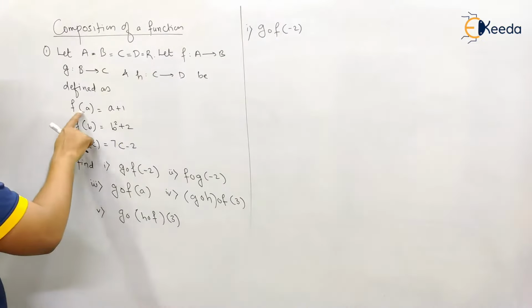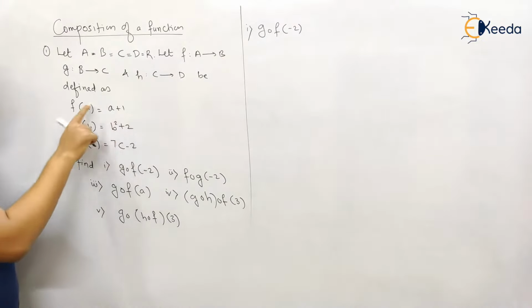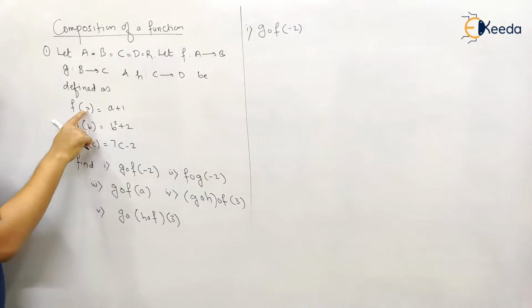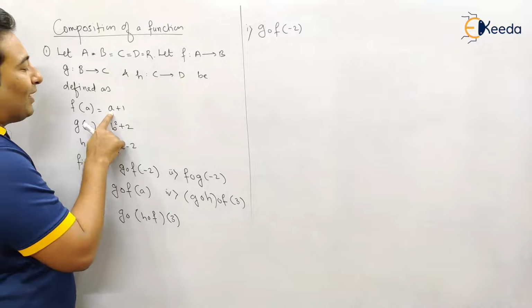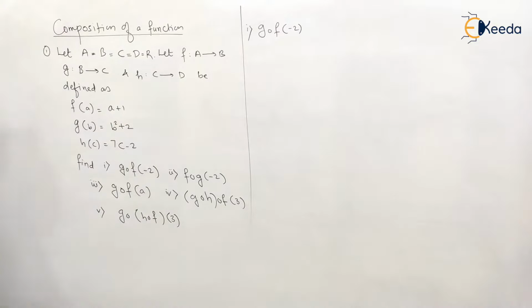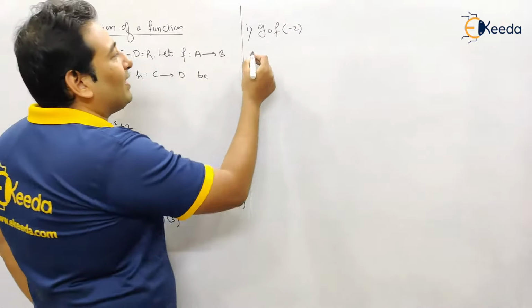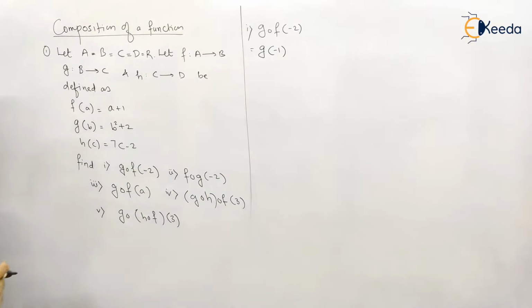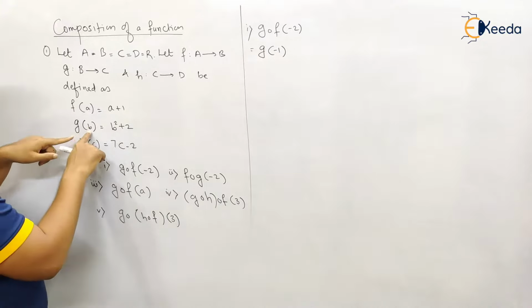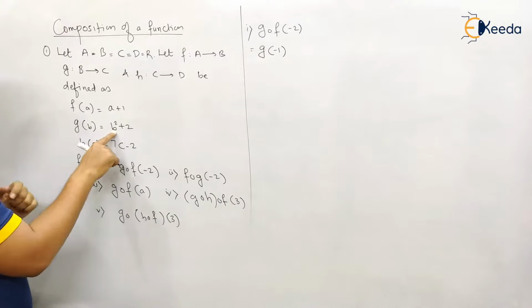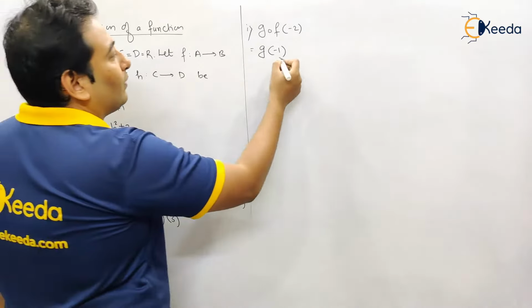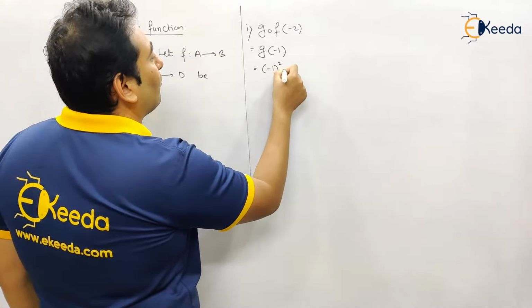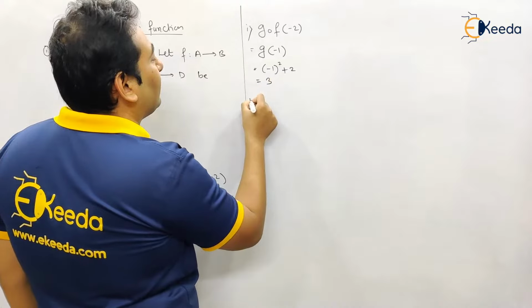So what is F of A? F of A is A plus 1. If you want F of minus 2, in place of A, if you put minus 2, this will be minus 2 plus 1, which is minus 1. So that is G of minus 1. In place of B, I am going to put minus 1. So this will be (minus 1) square plus 2. That is 3. Done with the first problem.